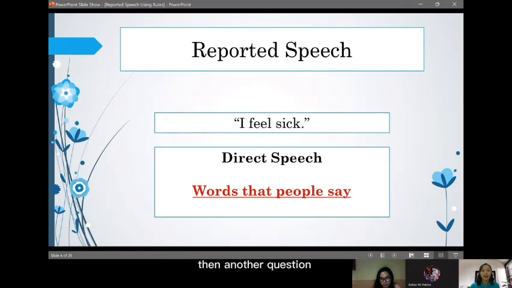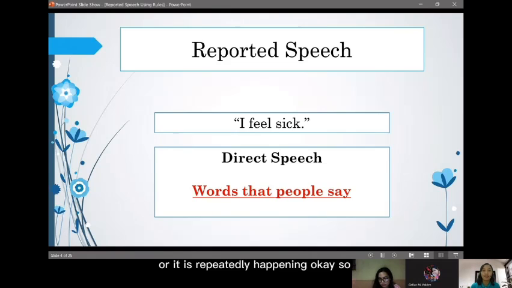Then another question. In what tense is the verb to feel? Anyone? Is it in the present tense? Yes, that's right. The verb to feel is in the present tense. So a verb in the present tense is an action that is currently happening, or it is repeatedly happening.